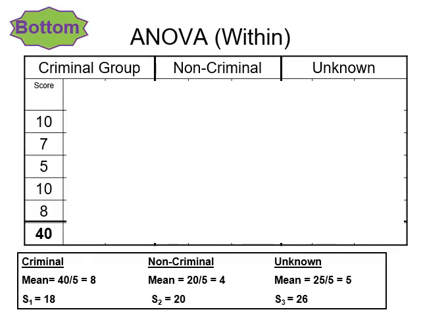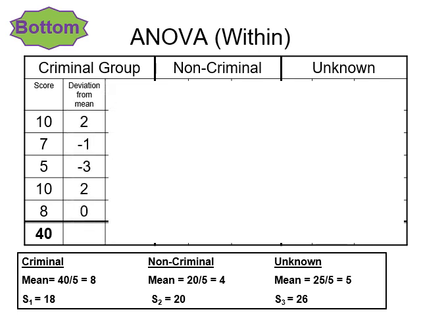The bottom of the equation is going to look a little more familiar. It's going to be more similar to what we were doing with multiple regression because, again, what we're doing is just calculating total variance. So once again, we do need those means: criminal group of 8, non-criminal group of 4, unknown group of 5. Based on those, we're now going to do the deviation from the mean of each group. So for the criminal group, our mean was 8. So 10 minus 8 is 2, 7 minus 8 is -1, 5 minus 8 is -3, 10 minus 8 is 2, and 8 minus 8 is 0.